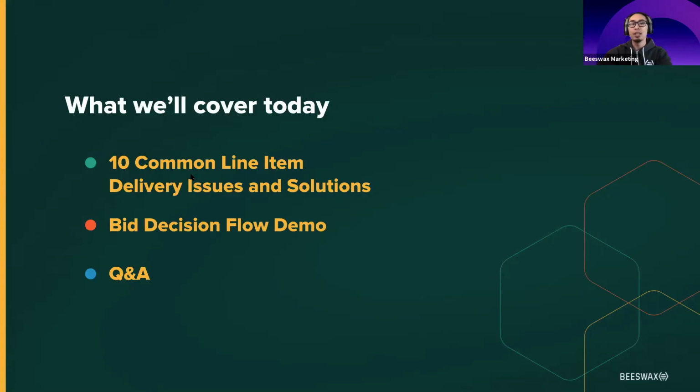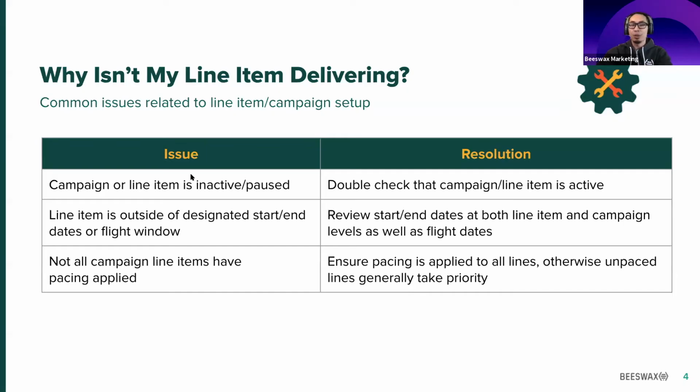So let's dive in. The first thing that we'll be talking about is common delivery issues that are related to line item or campaign setup. And the first one's very straightforward. If your campaign or line item is inactive or paused, it's not going to deliver. So make sure that both your campaign and line item are active.